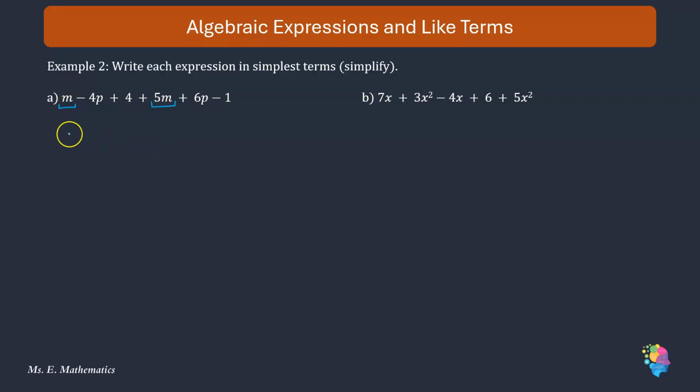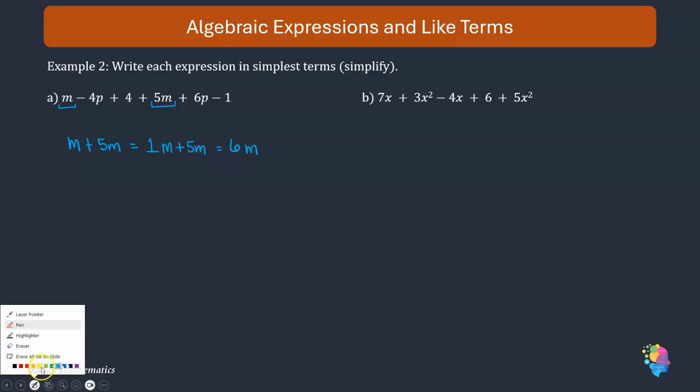We have an m plus a 5m. Sometimes to help us, we can actually write the number 1 in front of the m to help us add them up. So 1m plus 5m. Now this step can be skipped if you already know that having an m means that you have 1m. So the way that we combine these like terms, we add the numbers. So 1 plus 5 will be 6. And then we're just going to bring the variable. Let's continue to the next term.